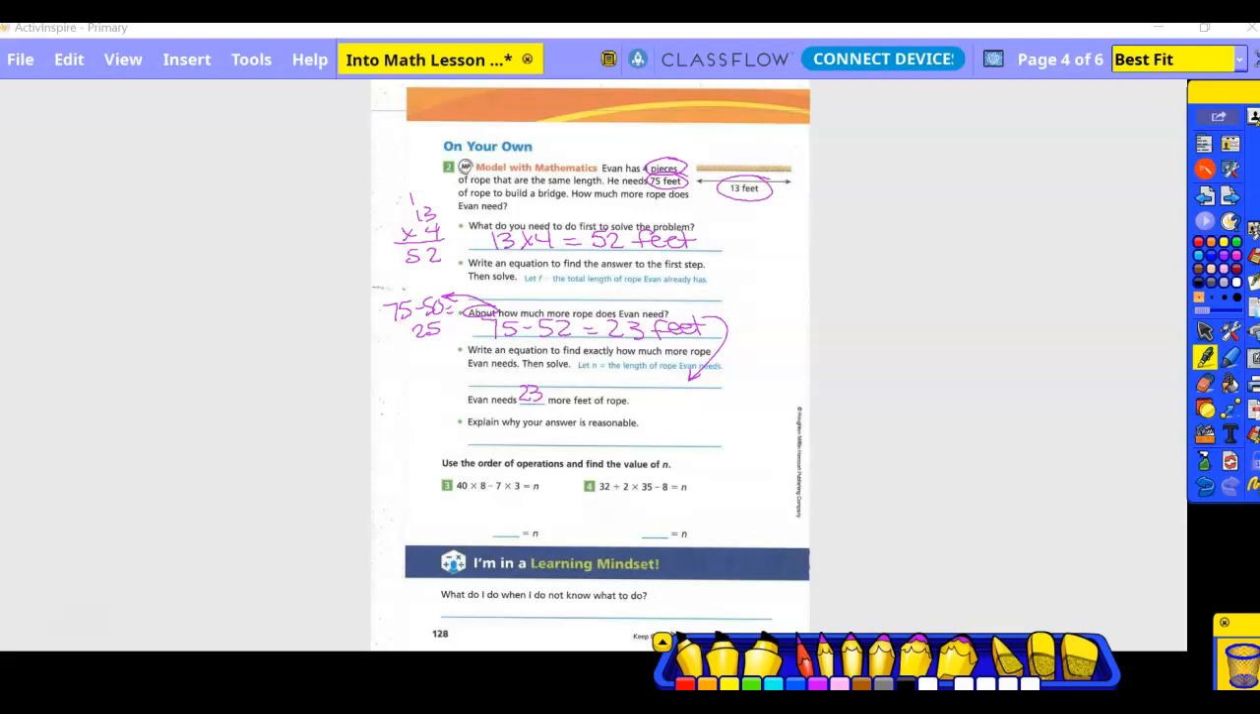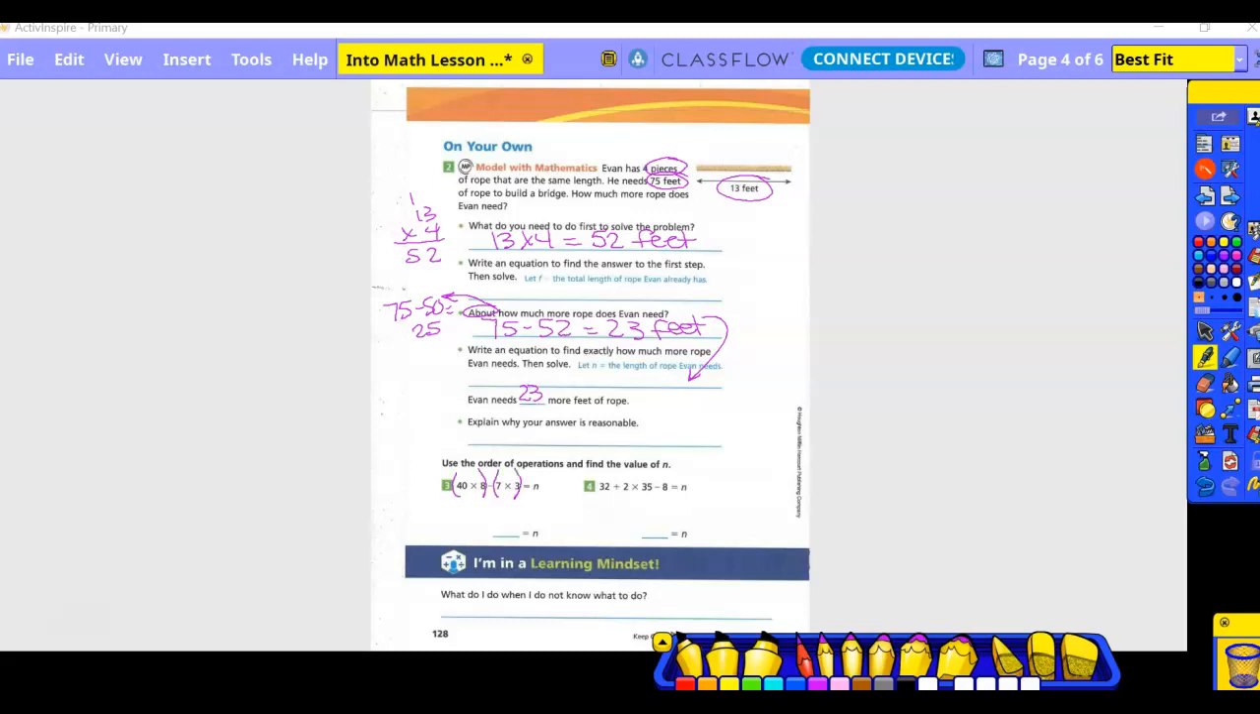Use the order of operations and find the value of n. So you need to always work left to right and always do multiplication, division first, and then subtraction and addition. So in order for us to do that first, we are going to put parentheses around our numbers to tell us what to do first.